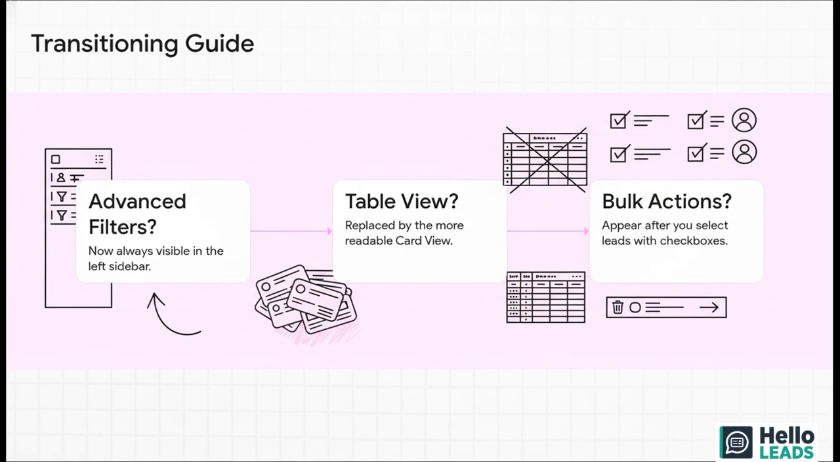Okay, and if you're coming over from the old system, think of this as your quick start guide. Wondering where the advanced filters went? They're now always visible in that left sidebar. That old table view has been replaced by the much more readable card view. And bulk actions? Just start selecting leads with the checkboxes, and that toolbar will pop right up for you.